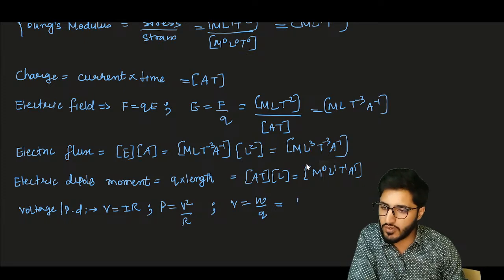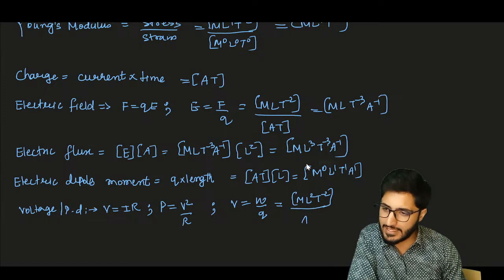So what is W? It is work done, that is ML^2T^-2. What is Q? Q is AT. So my final answer is ML^2T^-3A^-1.